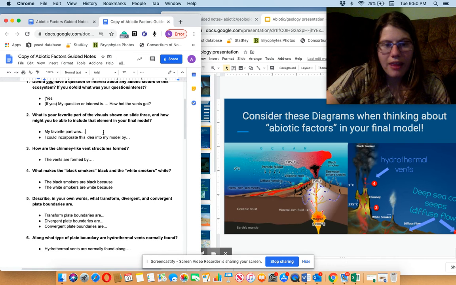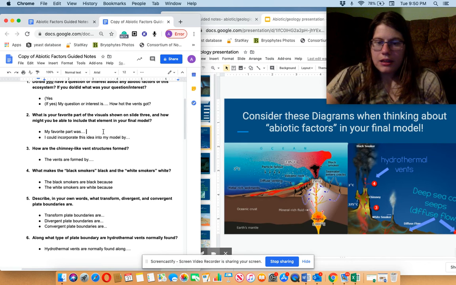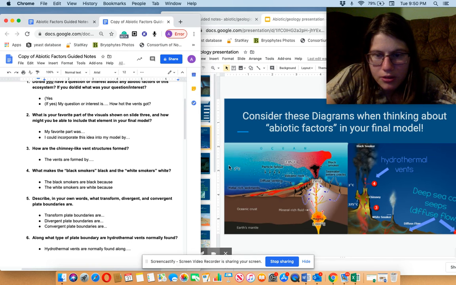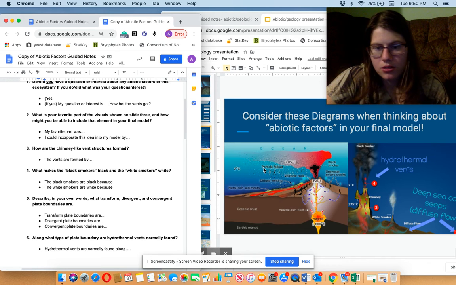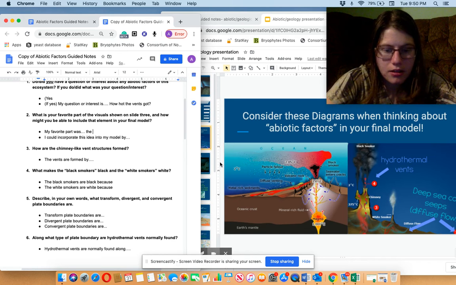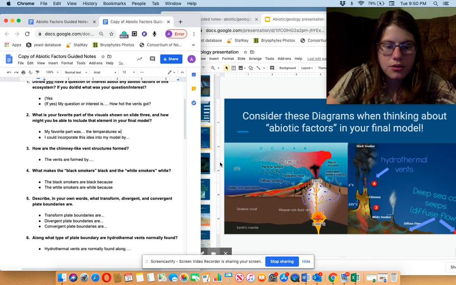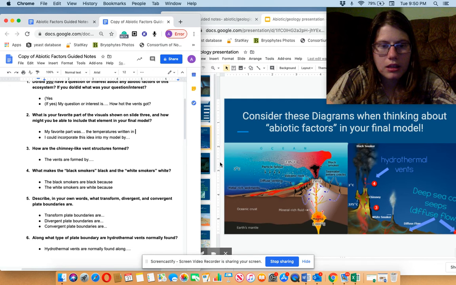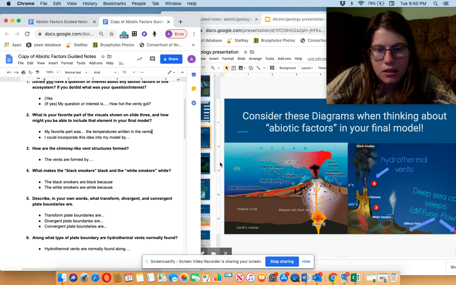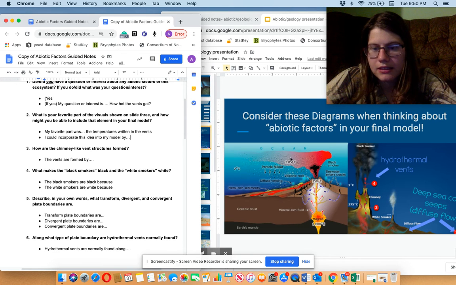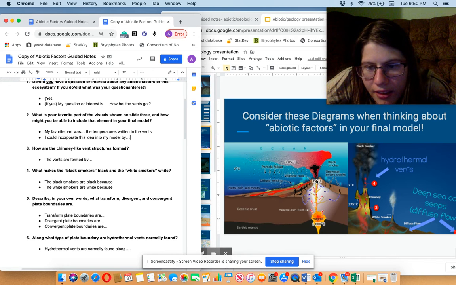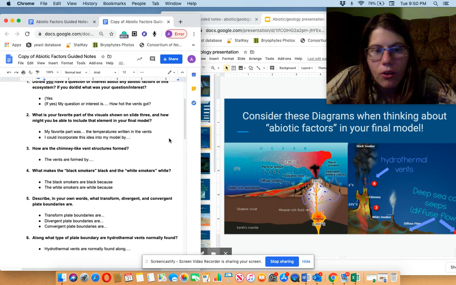I think my favorite part was the temperatures. That's a good part because my question was about the temperatures. So, the temperatures written in the vents: here it's 2 degrees Celsius. There it's 2 degrees Celsius as well. And then here it's 350 degrees Celsius. Wow. So really hot to really cold really fast.